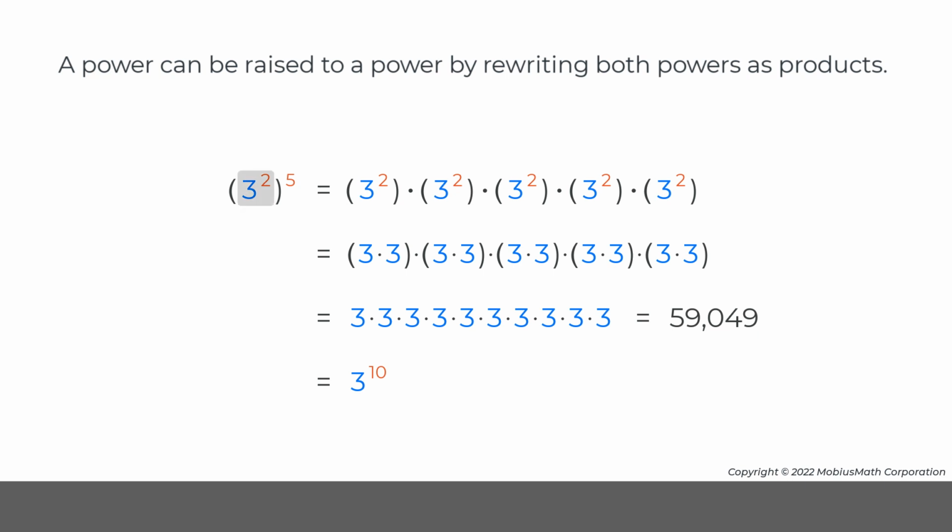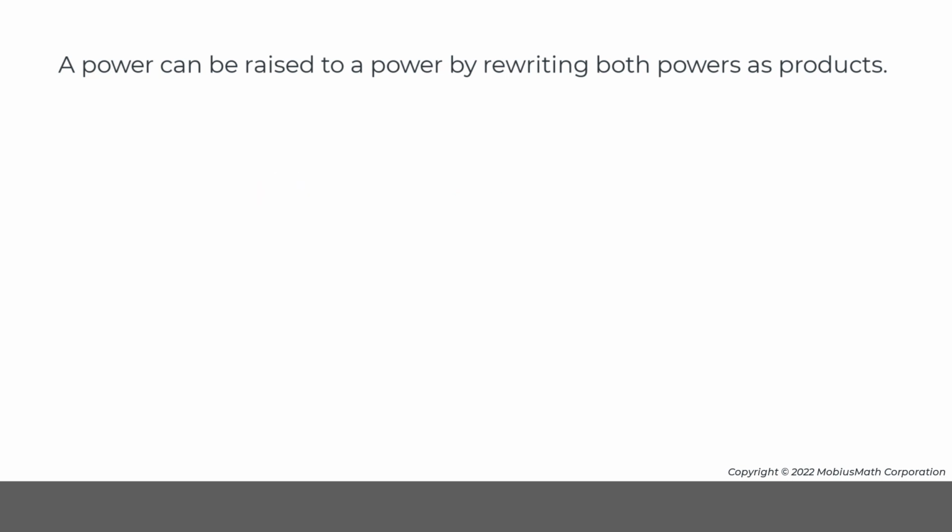Notice that raising a power to a power equals the base raised to the product of the exponents. Applying this rule shows that 2 to the third power raised to the second power is equal to 2 to the 3 times 2 power, or 2 to the sixth power.